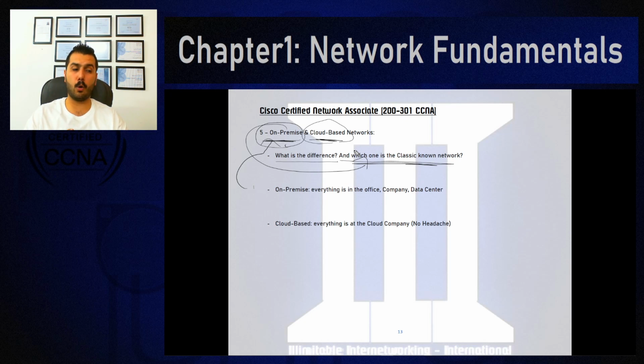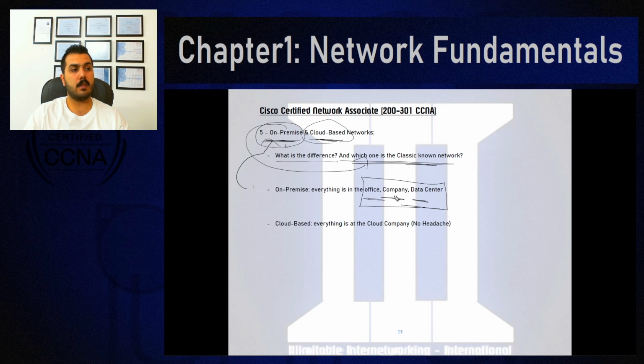Having all your own devices that you own inside your own location, in your own company. So everything is in the office or in the company or in the data center, etc. What's important is that they are inside your territory, your place, because they belong to you.